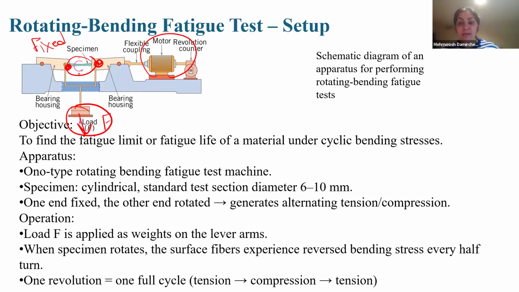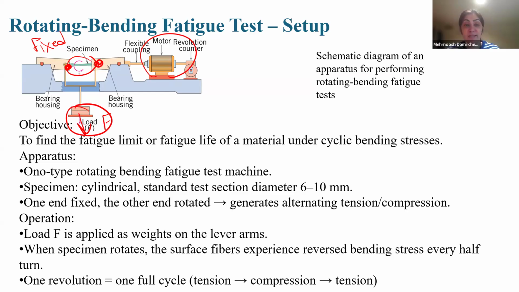As the sample rotates, the surface experiences alternating tension and compression. Every full revolution, meaning cycle, produces one complete stress cycle from tension to compression and back to tension again. So in this slide, we talk about the equipment that we use for doing these tests.